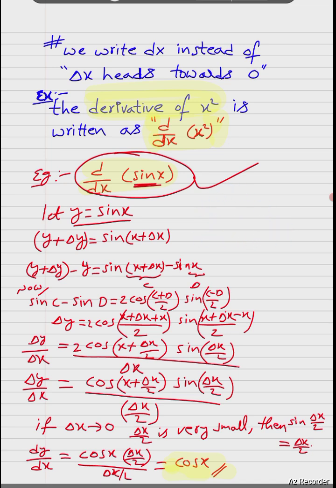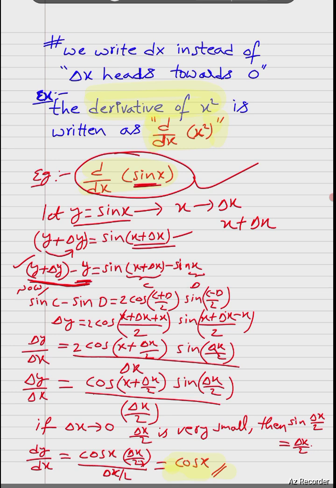Okay. Now see, if x changes from x to x plus delta x, then what is the final value? X plus delta x. That is this. If x changes to x plus delta x, then what about y? Y changes to y plus delta y, isn't it? So what is the total change? Final value minus initial value. Final value is y plus delta y. Initial value is y. Okay.